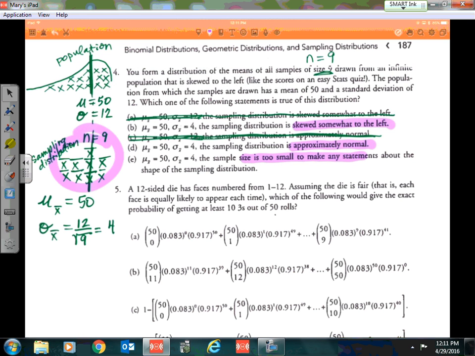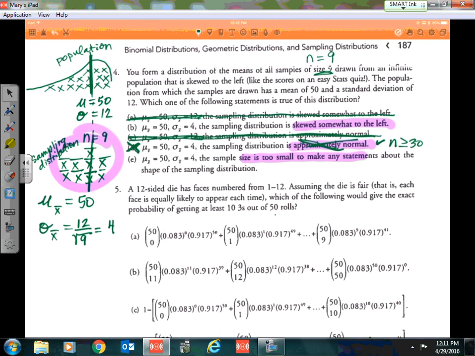Okay, so in order to be approximately normal right here, do I meet my bases? Has the criteria for the central limit theorem been met? That's correct. n has to be greater than or equal to 30, and it is not. Therefore, it is not approximately normal. The sample size was not large enough to fix the problem. So D is out. So now we're down to it's either skewed left or sample size is too small to make any statements.